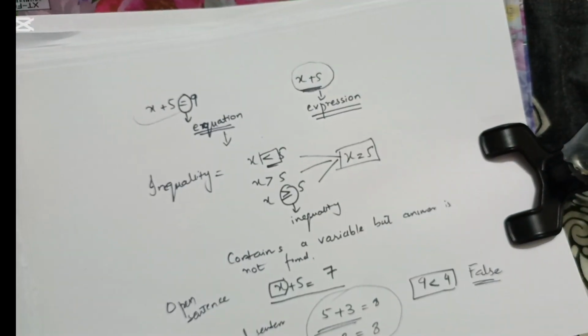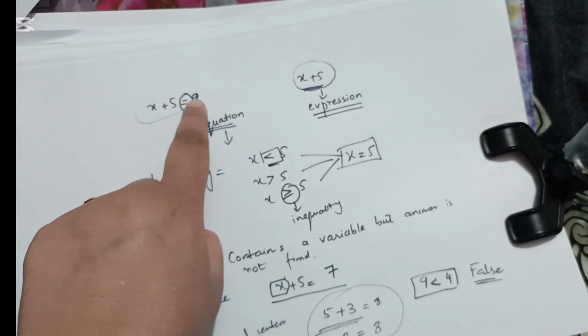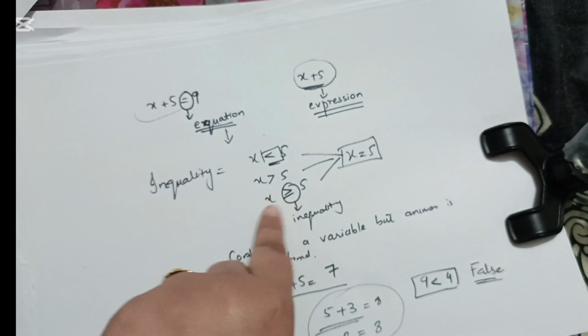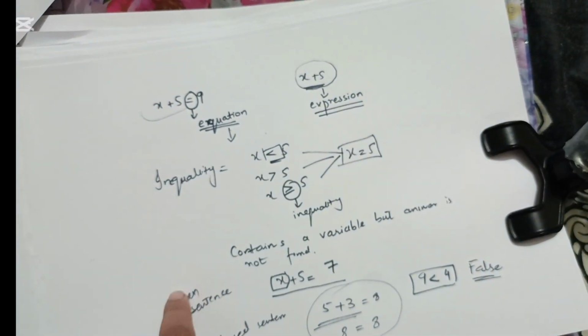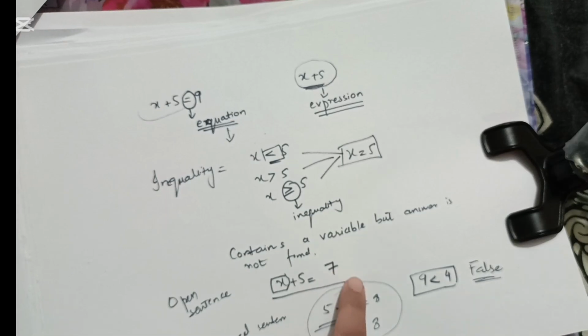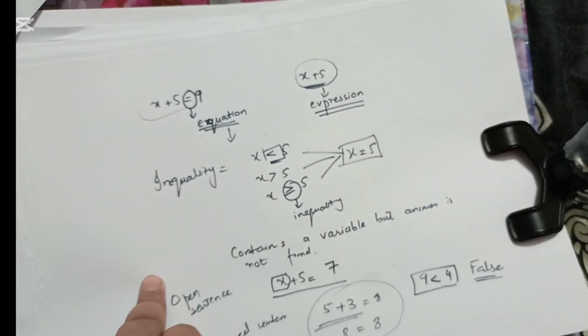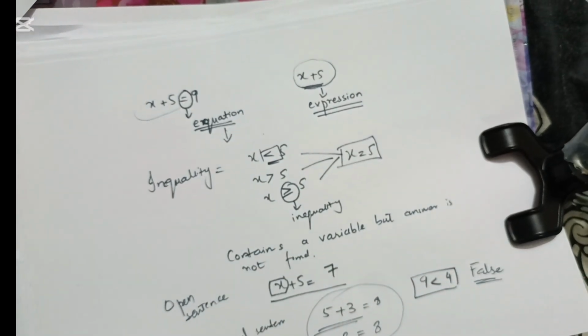Then x plus 5 equals 9 is an equation because it is having an equal sign. Inequality is if it is not equal: greater, less, less or equal, greater or equal. Open sentences, for example x plus 5 equals 7, we don't know the answer yet. Closed sentences, we know the answer, either true or false, both are closed sentences.